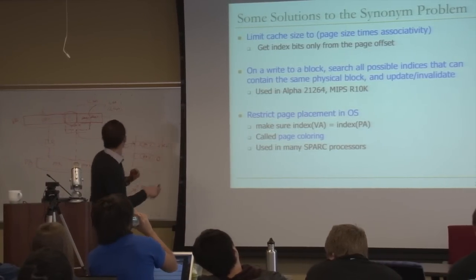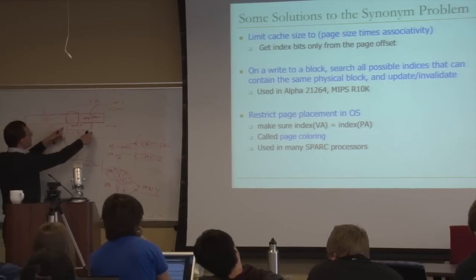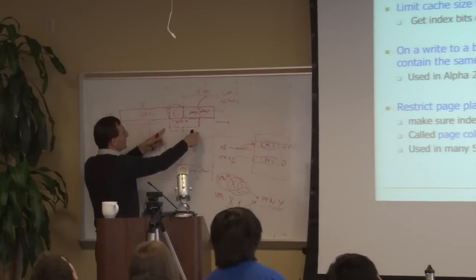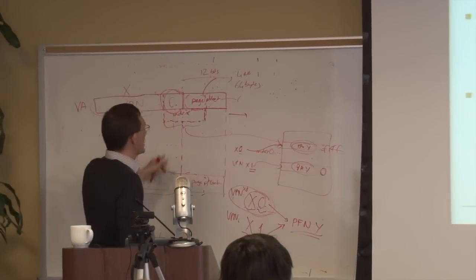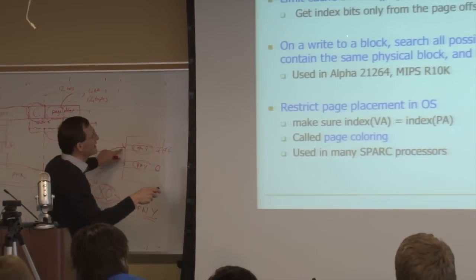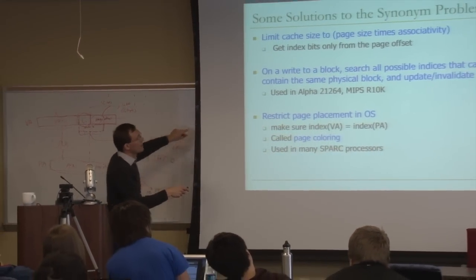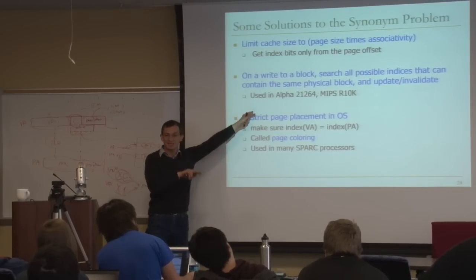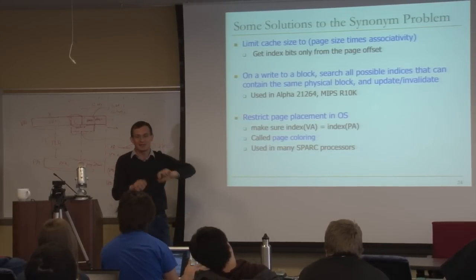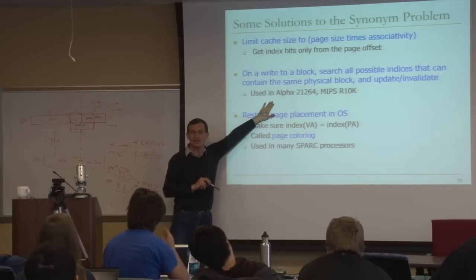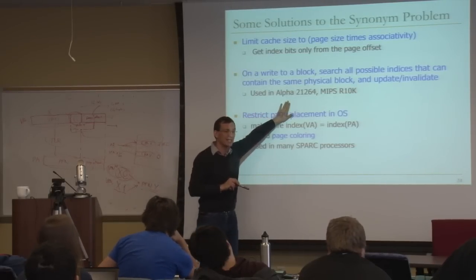The other solution is to allow the index bits to actually come from the virtual page number and change during translation. But once you write to a block, you search all possible indices that can contain the same physical block and update them with the same value or invalidate them. This is actually used in Alpha 21264, MIPS R10000, and several other processors today.